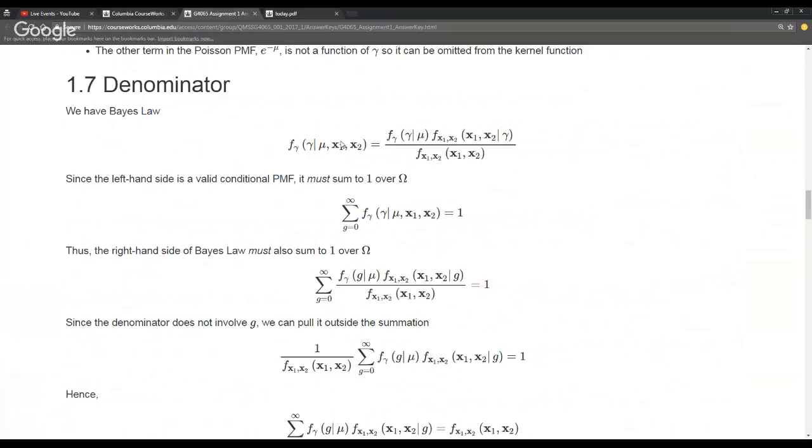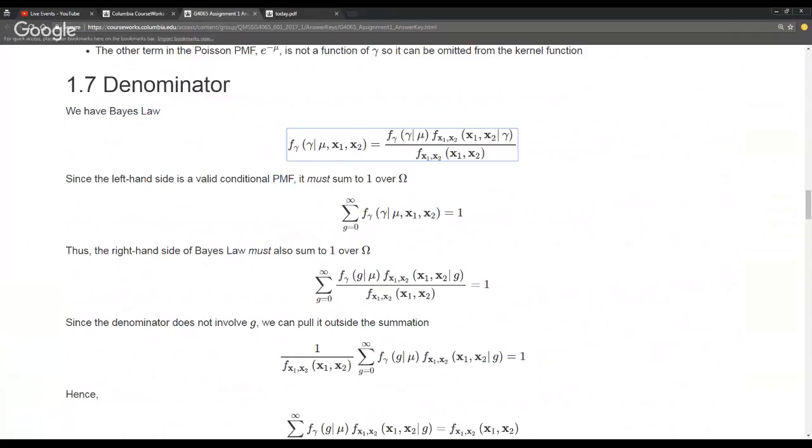So a conditional probability mass function, because gamma is discrete, for gamma, conditional on the data and our mu that we came in believing before we saw the data, is equal to a prior probability mass function for gamma times the probability of the data given gamma, divided by the marginal probability of the data. So that's just Bayes' law.